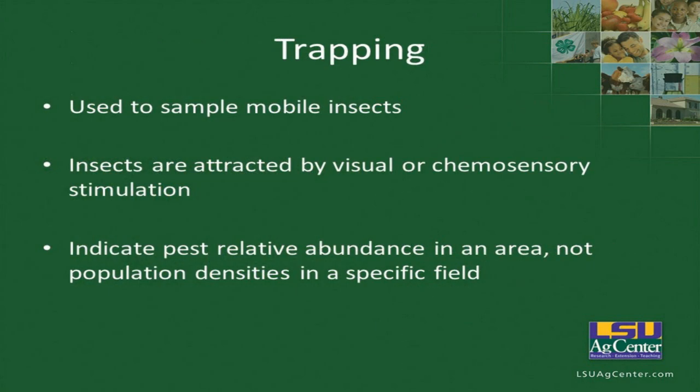Different trapping techniques, we're going to be showing a few of those. These are used to sample mobile insect pests. Insects are attracted by visual or chemosensory stimulation. We're going to be showing you some controls that have light traps or color traps. And here what you're doing is indicating pest abundance in an area, not necessarily specific to your field, but the general area and what might be immigrating or emigrating from the different areas that you're sampling.